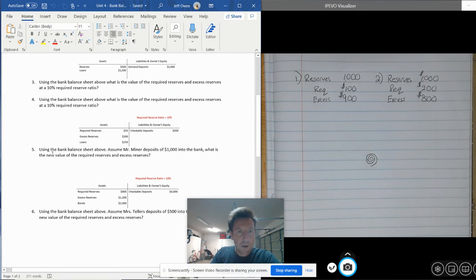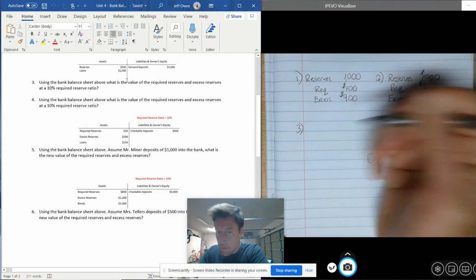Numbers 3 and 4, again, are going to use the same T-chart. This time I put more distractors, more stuff into the T-chart. That way we can start to differentiate. This time the bank has demand deposits of $2,000. They have reserves of $500, and they have loans of $1,500. So they've already made loans of $1,500. So that is something that's bringing in revenue for them. But we're only going to be working with this 500 right here.